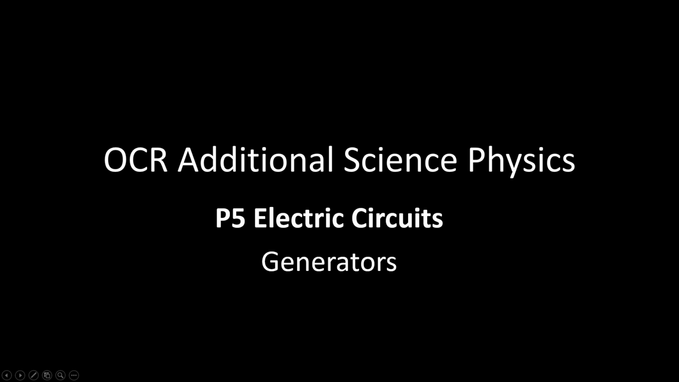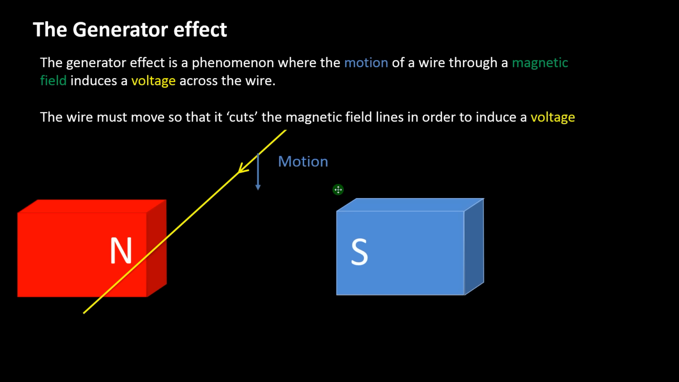Okay, so this revision video is about generators and how they work. And the first thing we need to understand, a bit like with the motors, is something called the generator effect. So this is where you have a wire and you move it through a magnetic field, and you move it in such a way that it cuts through the lines of magnetic field.